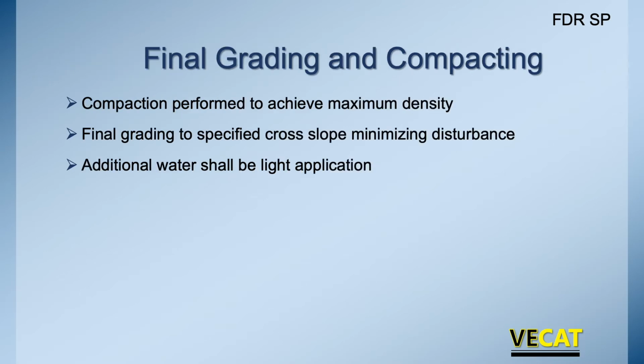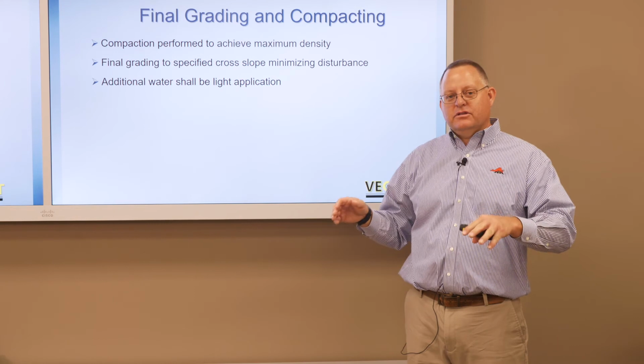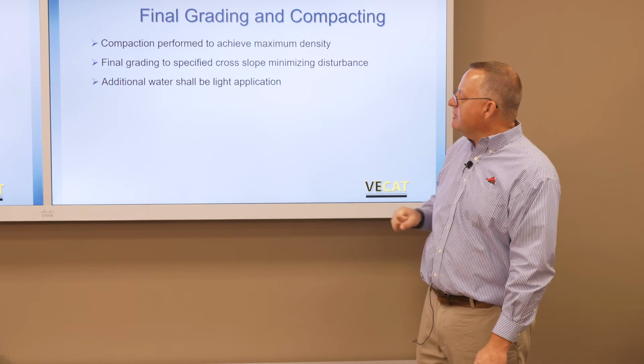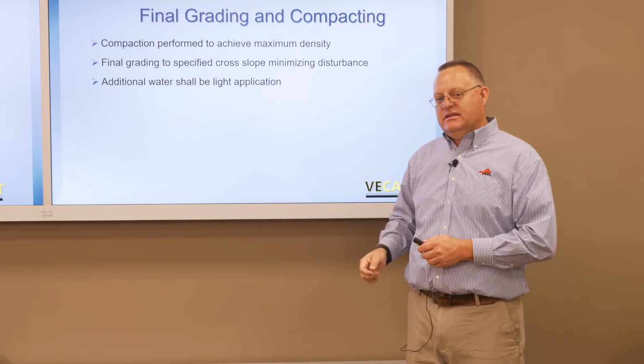So let's talk about the final grading and compacting. I showed you a slide of that, what it looks like, things we're looking for. Again, we're trying to get maximum density, and we'll talk about that in a spec in a moment, what maximum density is for these products. But we got to get the density for the performance of the pavement. Do we have the grading correct? Reason being, we need the water to drain, so there will be some cross slope on these sections. So are we checking to make sure that we have some cross slope built into these sections?